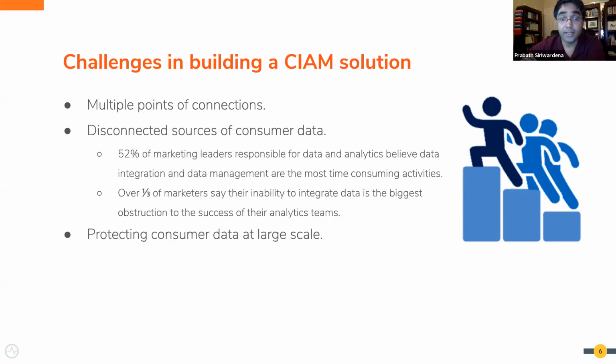52% of marketing leaders responsible for data and analytics believe data integration and data management are the most time-consuming activities. Also, over 1/3 of marketers say the inability to integrate data is the biggest obstruction to the success of the analytics teams. This is a real challenge. We need to find a solution.